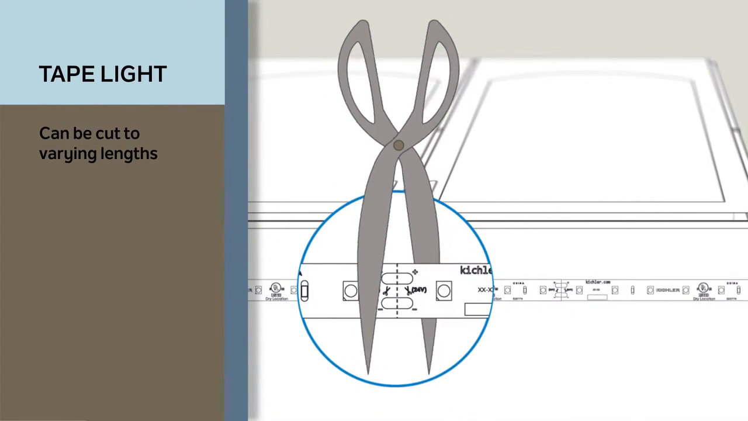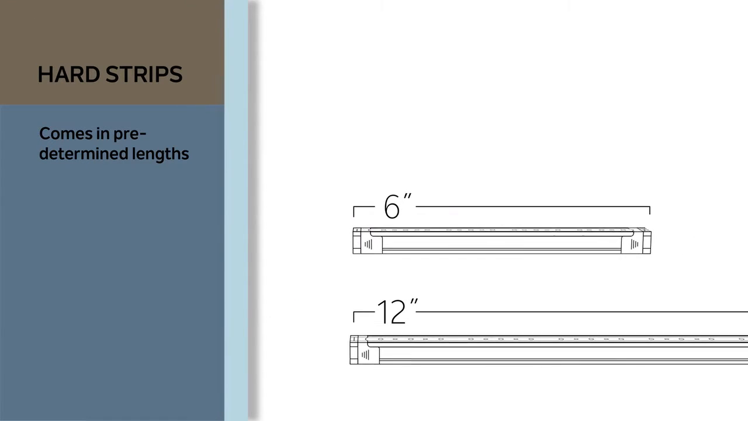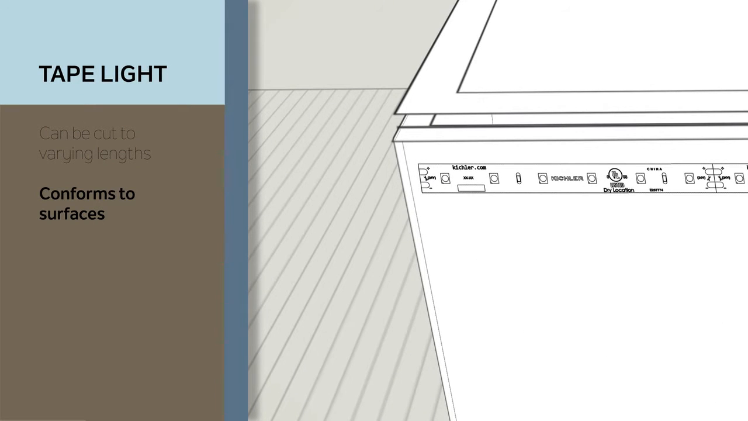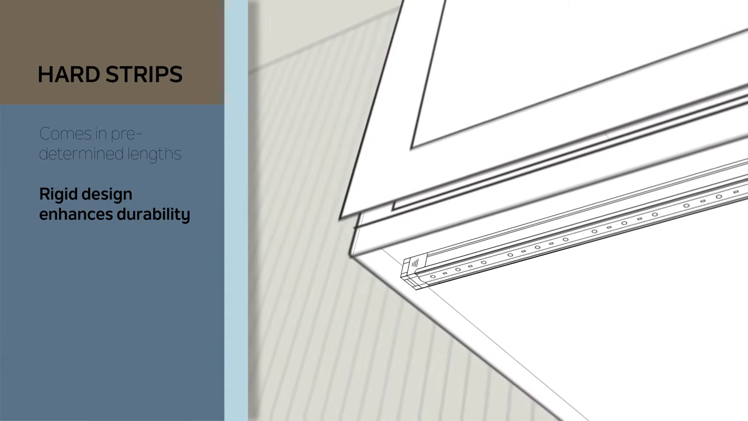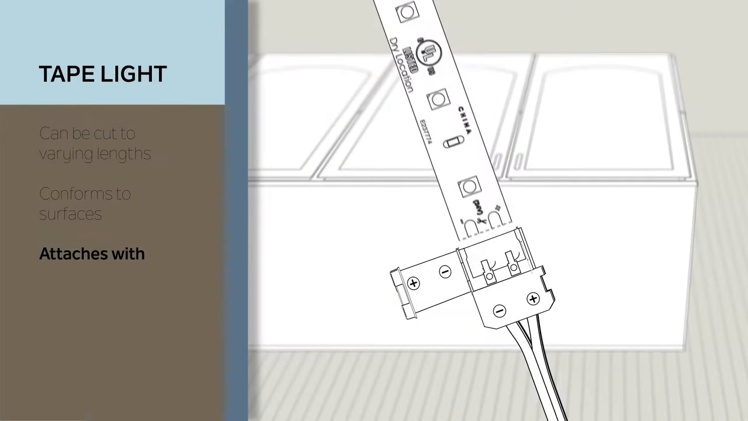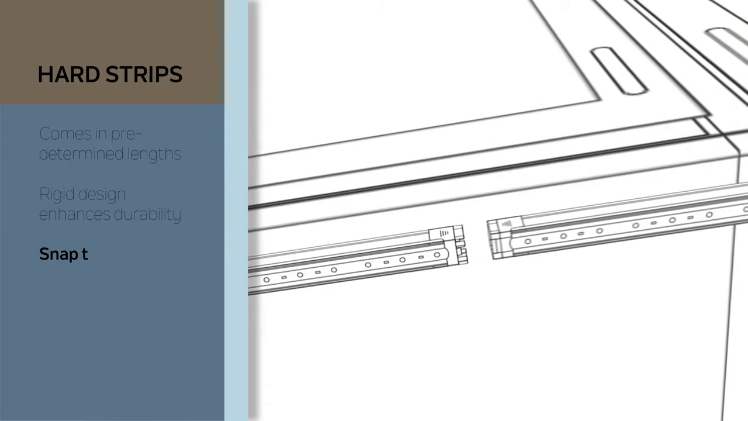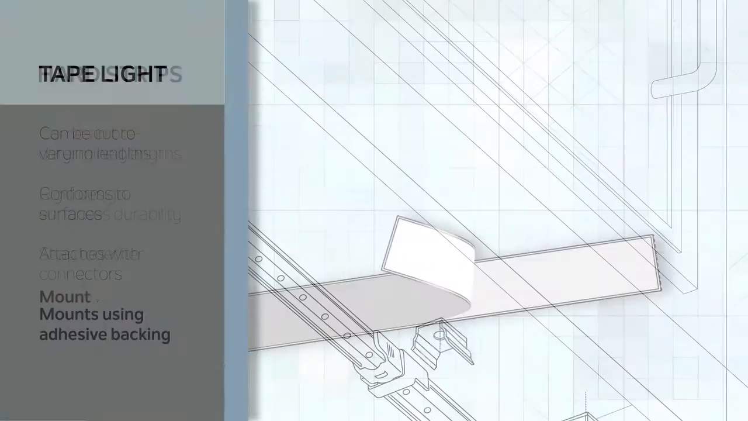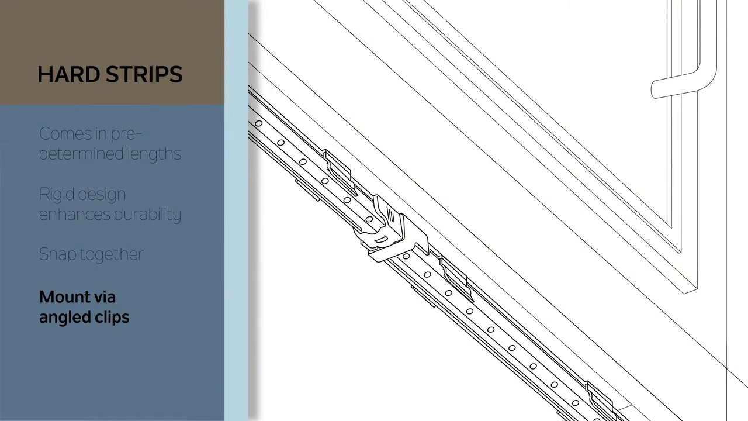Tape can be cut to varying lengths, while hard strips come in predetermined lengths. Tape's flexible nature conforms to surfaces, while hard strips' rigid design enhances durability. Tape attaches with connectors. Hard strips snap together. Tape mounts using an adhesive backing. Hard strips mount via angled clips.